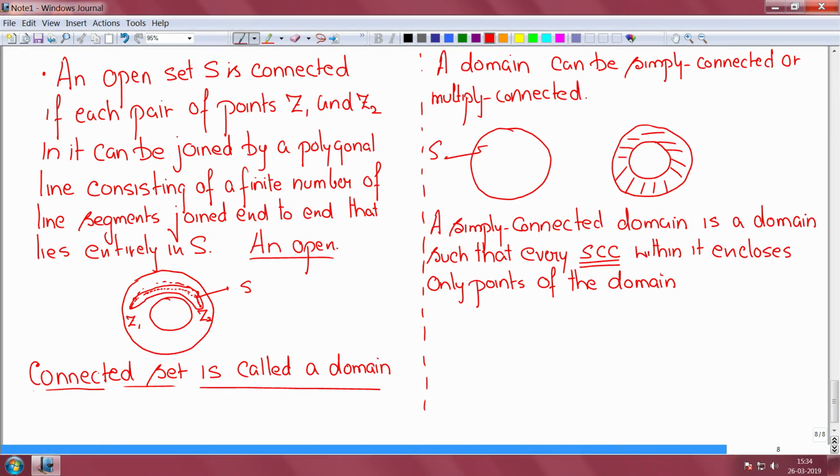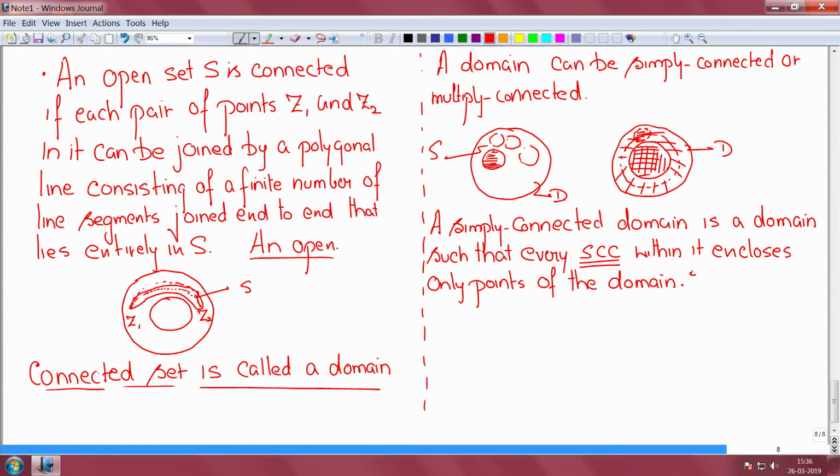So let us see here. Every simple closed contour: in this set, I take a simple closed contour, I take another, and another, any number of them. The points inside still belong to this domain D. Such a domain is called a simply connected domain. Whereas if I consider a simple closed contour of this form, all the points inside belong to D, but if I take this simple closed contour, it does not include only points that belong to D. There is this region that is excluded from D.